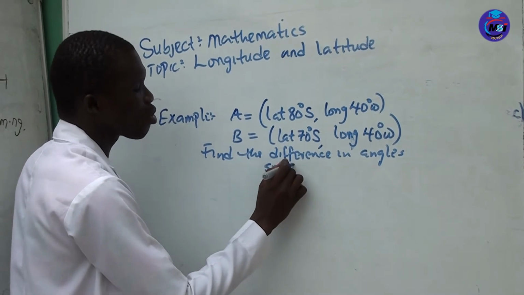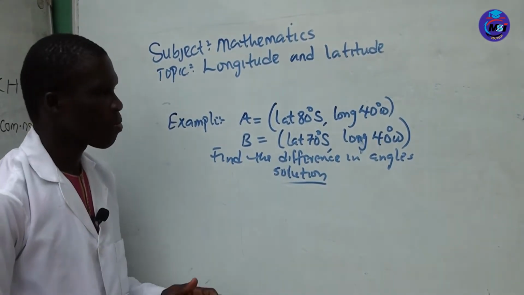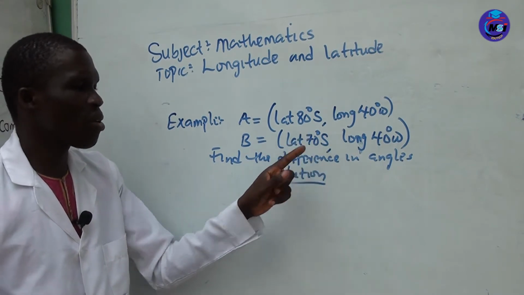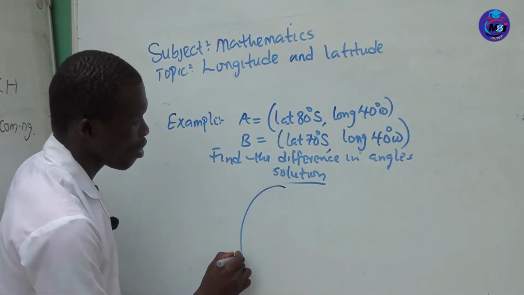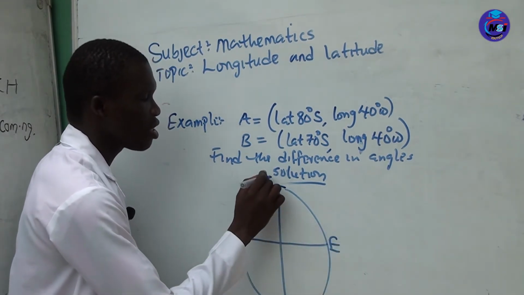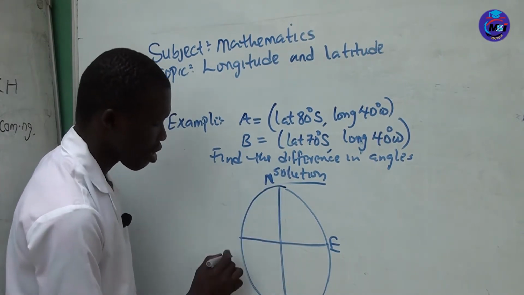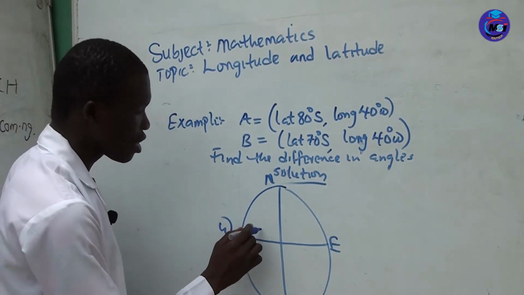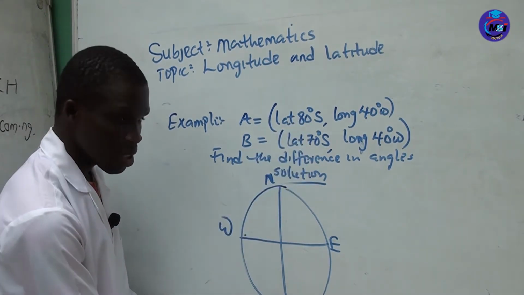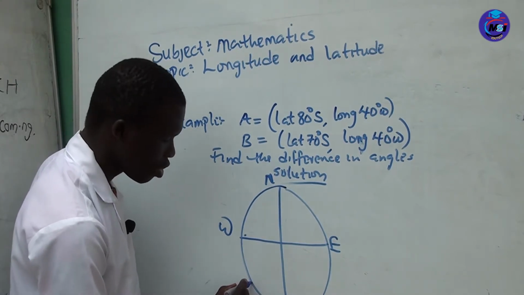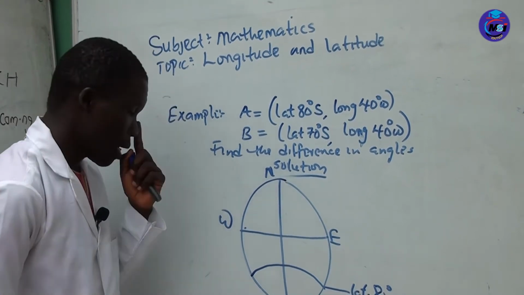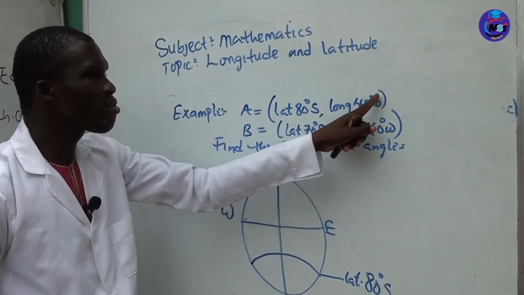Okay, now what are we going to do here? You need to study this. This is latitude 80 degrees south. This is another latitude 70 degrees south. How can you represent this? Draw the earth, which is spherical in shape, divide it into 4. This is east, this is north, this is south, and this is west. Okay, you know that this is equator. Okay, now 80 degrees south, which is latitude, south fall to this direction. So this is latitude, 80 degrees south.